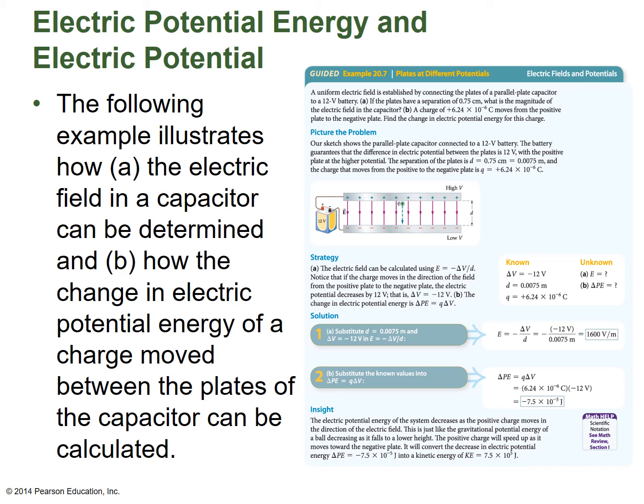So if I ask you what is the change in the potential energy of this charge, you will tell me it is minus 7.5 times 10 to minus 5 joule. If I ask you what is the change in the kinetic energy of the charge, because as it moves from the positive plate to the negative plate it will accelerate, so its velocity will increase, there is an increase in the kinetic energy, and you will have 7.5 times 10 to minus 5 joule.